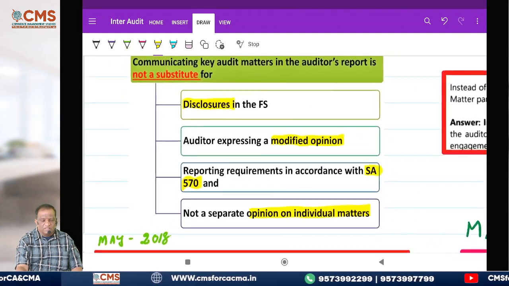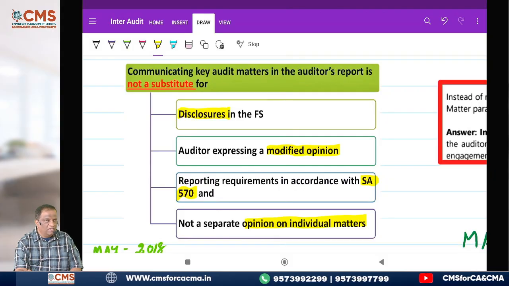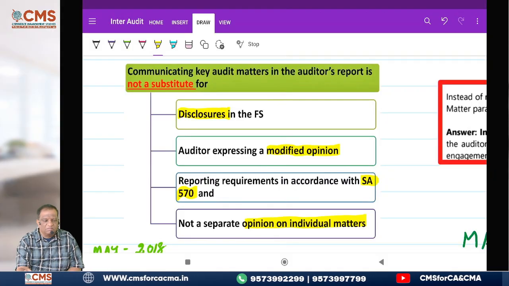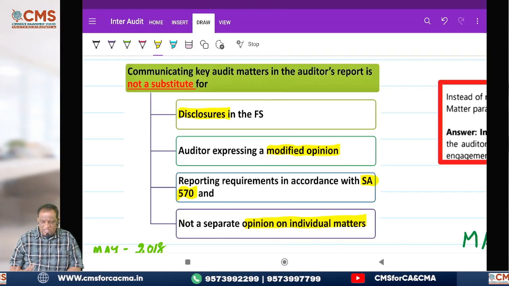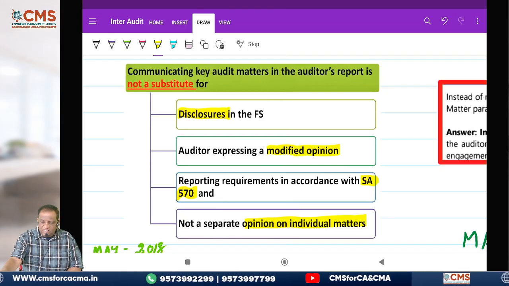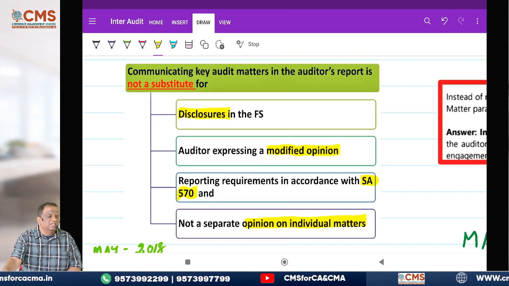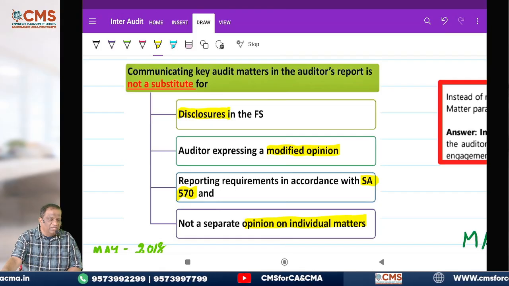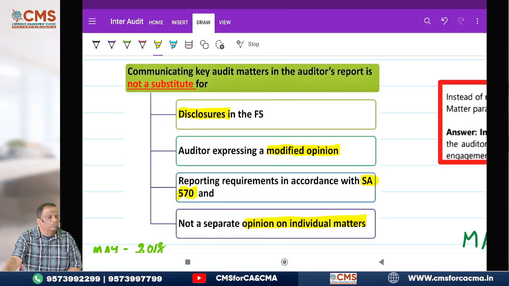What are the matters? This is the most important. You can't afford to ignore this at all. And there are multiple questions being asked in multiple attempts. So indirectly what he says is, when this SA701 has come, they want to emphasize that this is a new requirement. It has not come to replace any existing one. So the same point he is trying to say, it is an additional requirement and not a substitute for the following.